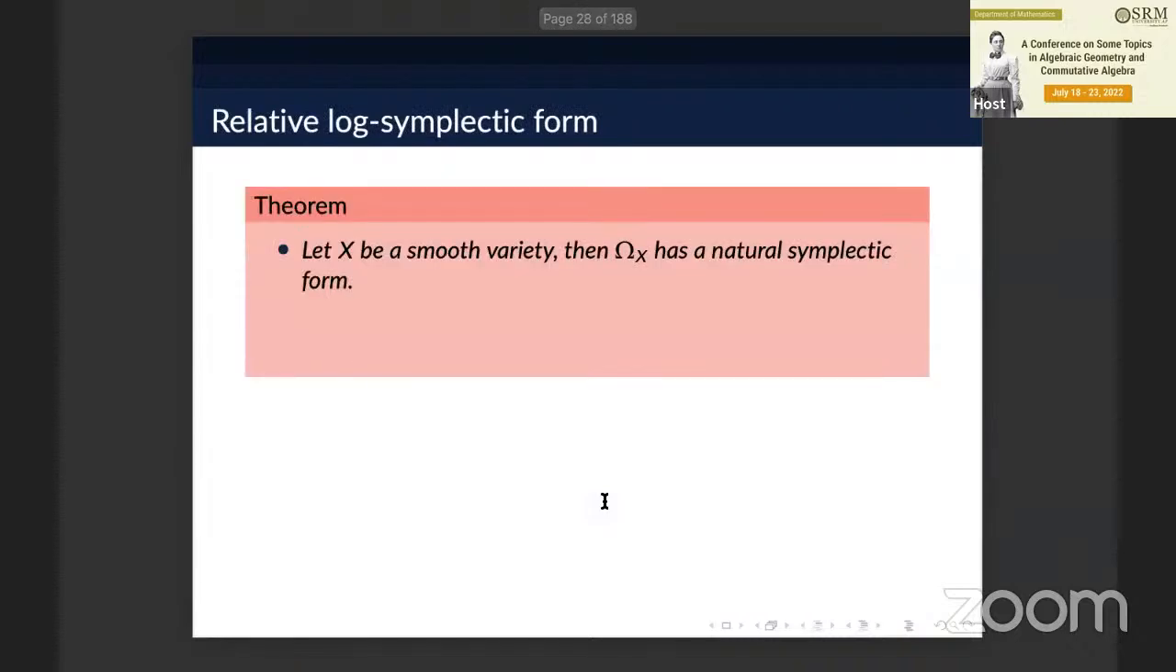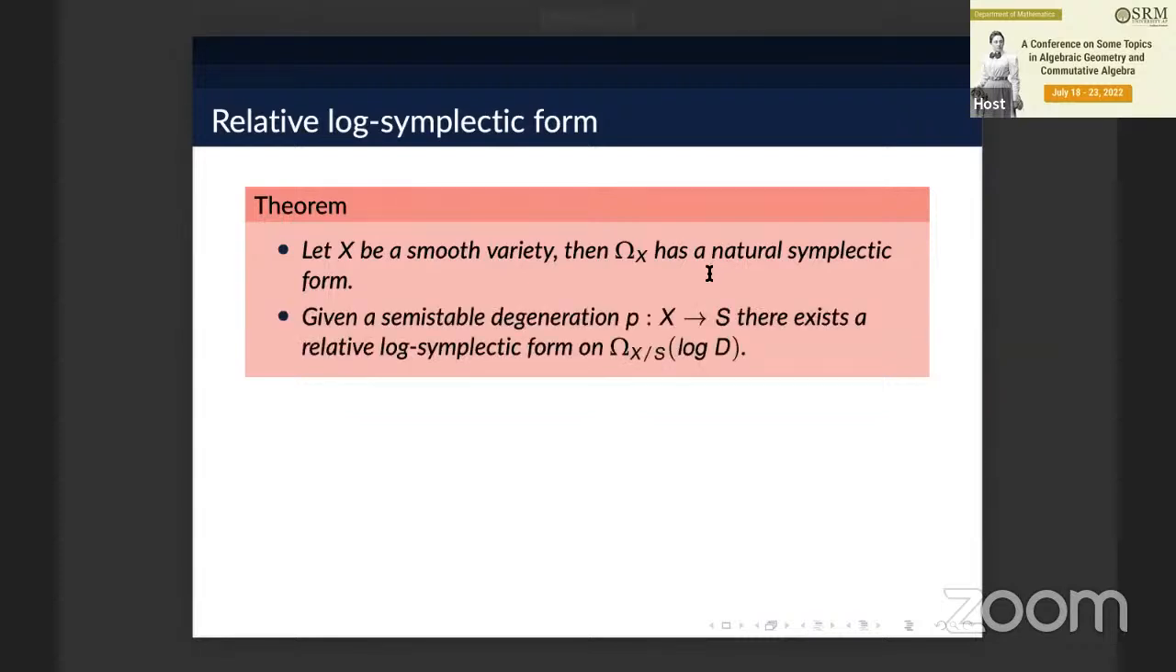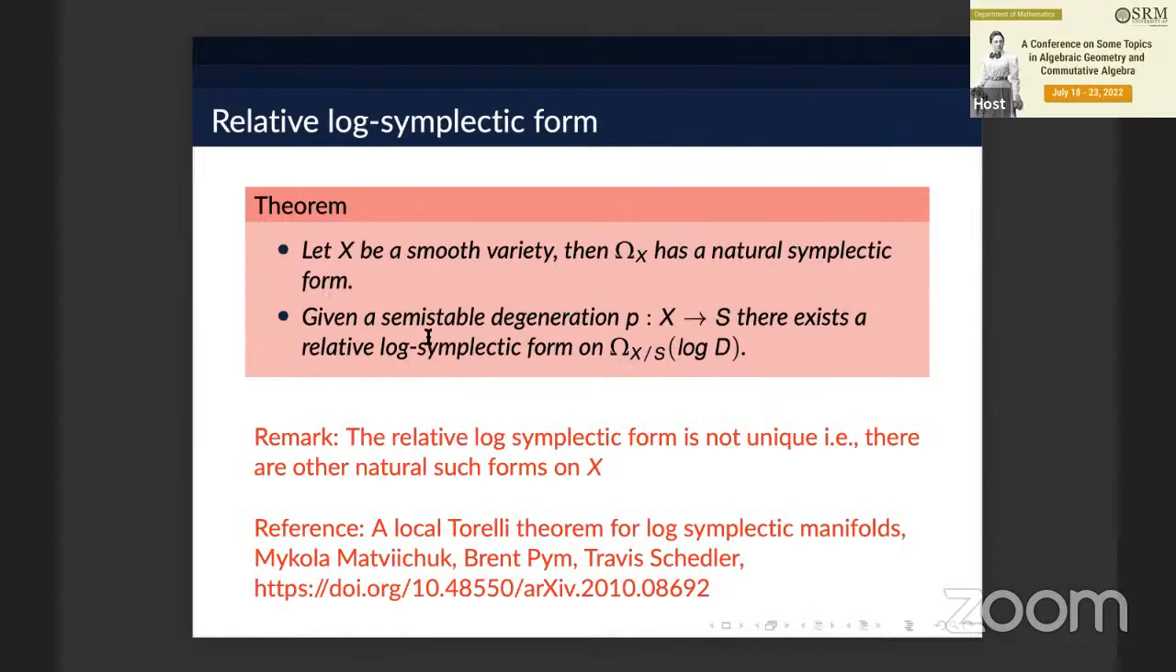Okay, so it is very well known that if X is a smooth variety, then the cotangent bundle comes equipped with a natural symplectic form. A similar proof works, and one can show that given a semi-stable degeneration, there exists a relative log symplectic form on the relative log cotangent bundle. But it may not be unique. There are other natural relative log symplectic forms on X, which can be found in this reference.